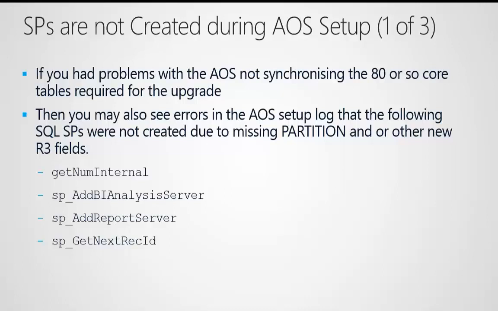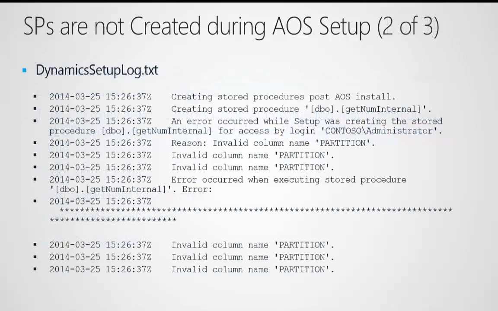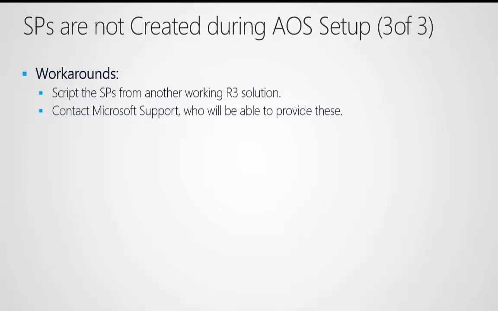The stored procedures in question here are get num internal, sp_add bi analysis server, sp_add report server, sp get next rec id. You can see this in the dynamic setup log, and I have an example on the screen here. Look for things like invalid column name partition, error occurred when executing stored procedure. The workaround for this is that you could script these from another working R3 solution you may have, or you could contact Microsoft support who will be able to provide you with these.